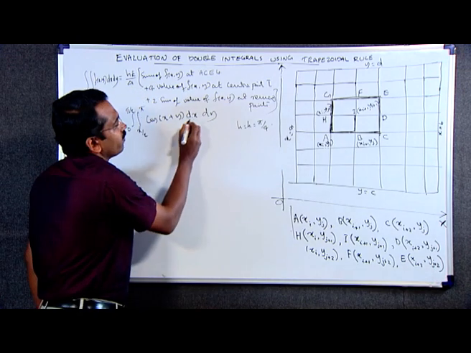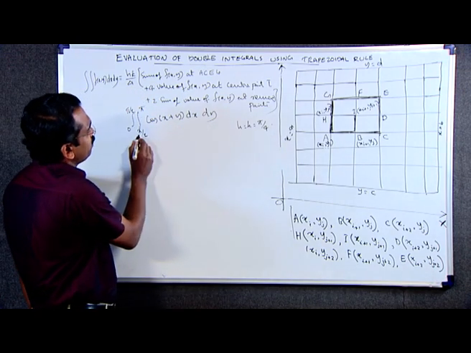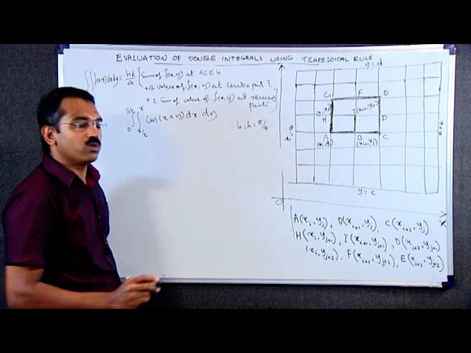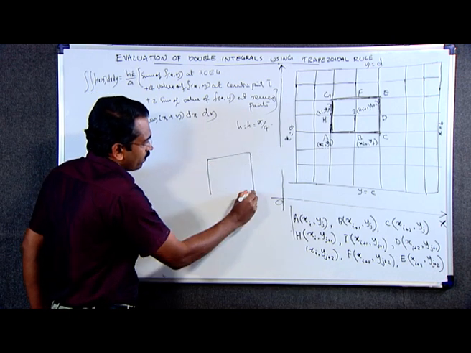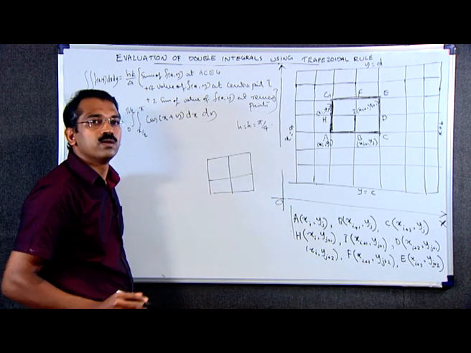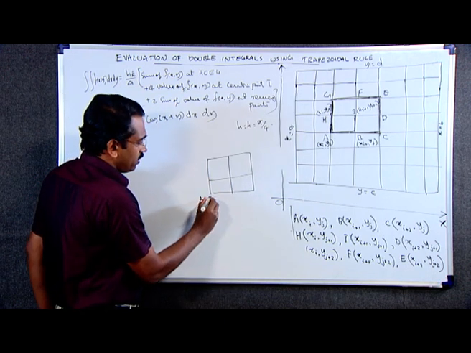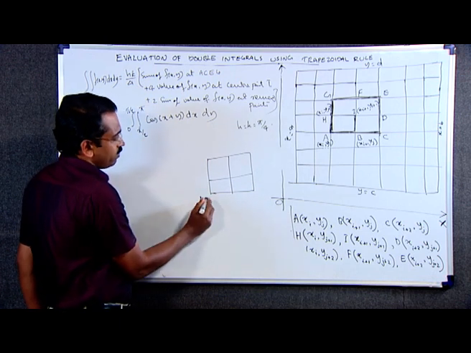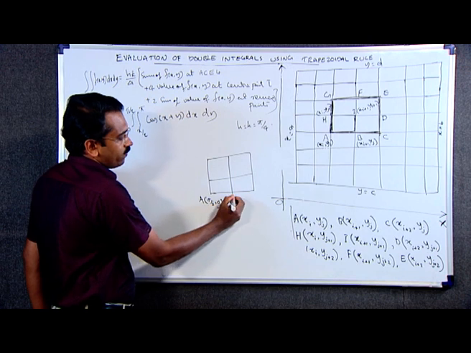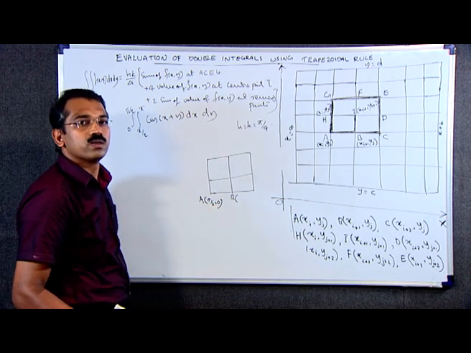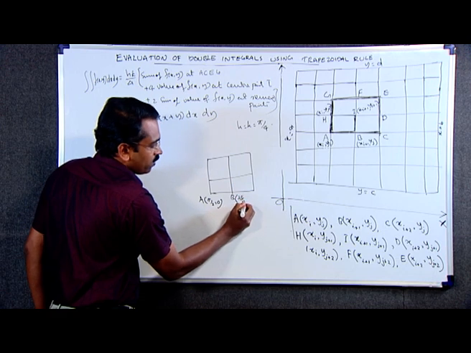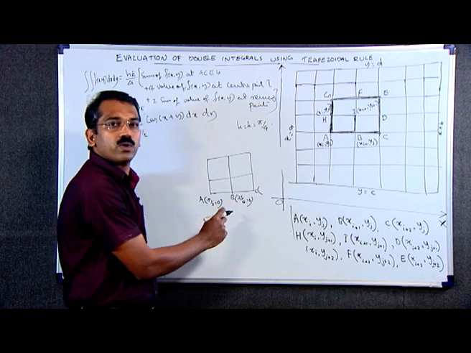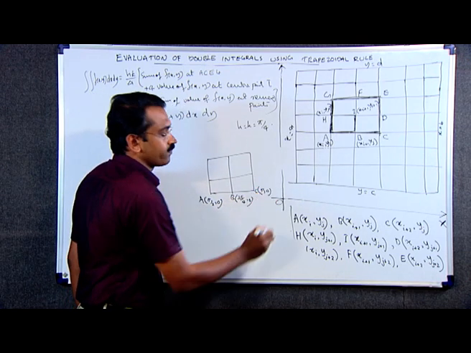Now, here the variation of x is from pi by 2 to pi and the variation of y is from 0 to pi by 2. Therefore, we can consider this rectangle. The points are: A is the point pi by 2, 0, where x is pi by 2 and y is 0. B is the point 3 pi by 4 comma 0 because h is pi by 4, and C is the point pi comma 0.